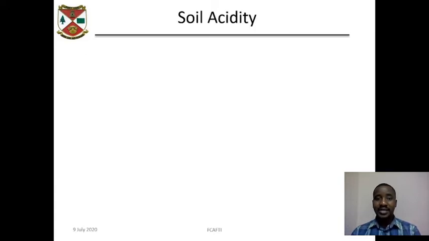Now what is soil acidity? Well, soil acidity refers to soils that are acid in a reaction throughout the root zone. And this means precisely soils that have a pH that is less than 6.6, and practically this means soils that have a pH that is less than 7.